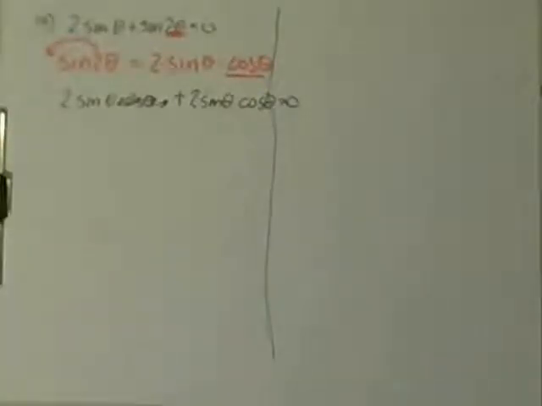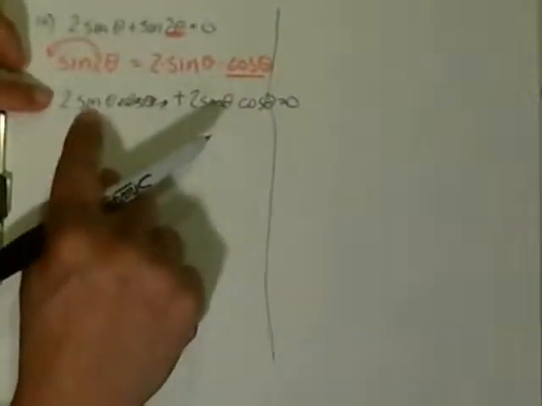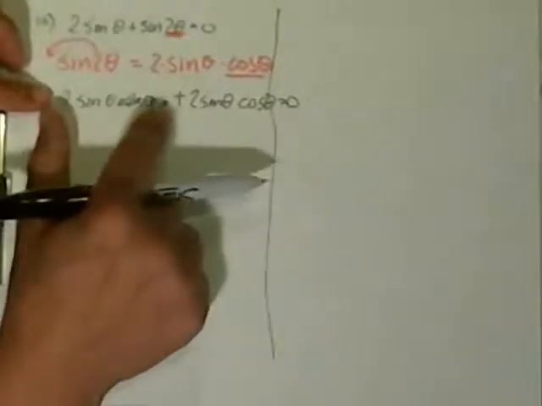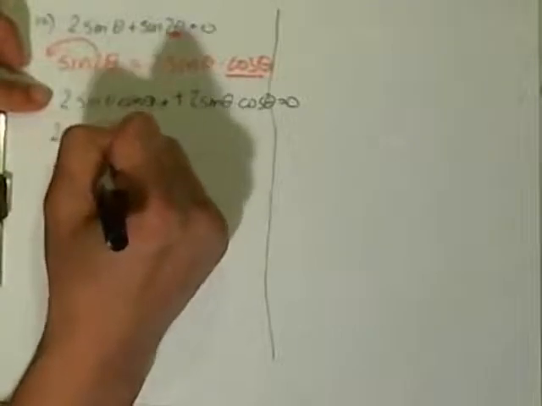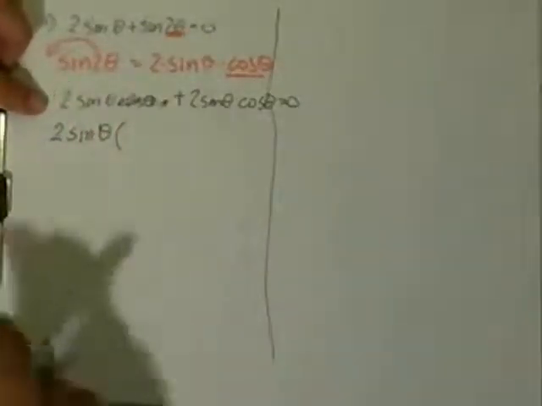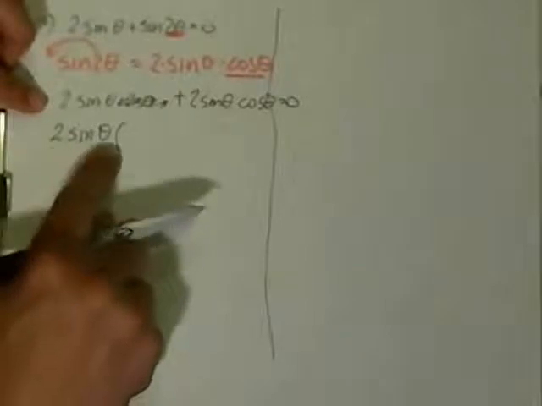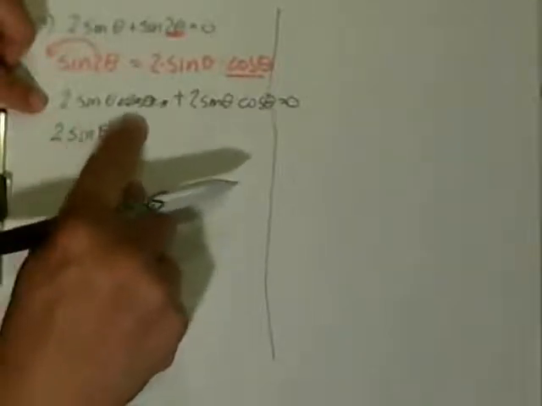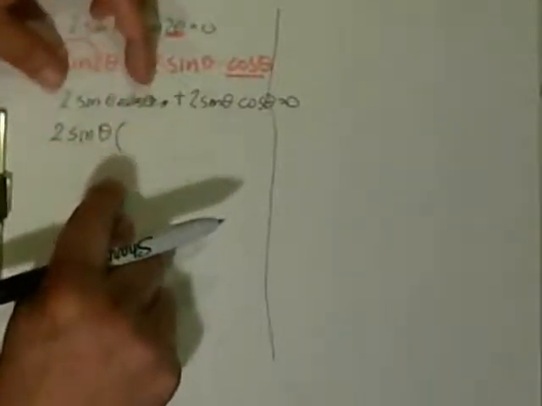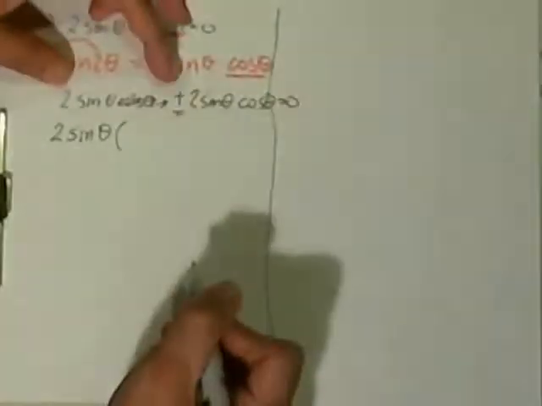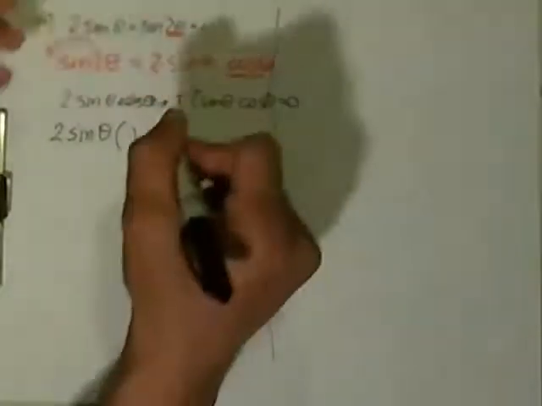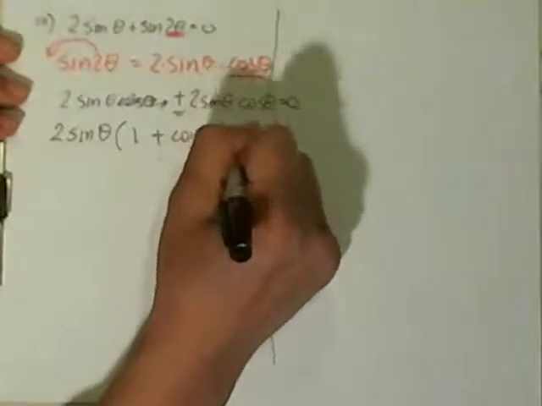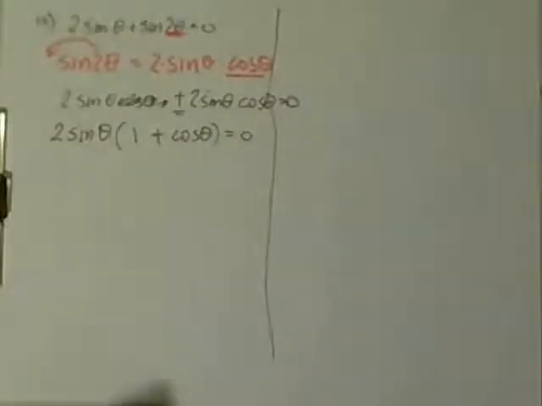So what do we do from here? I noticed that there's a sine of theta and a 2 in these two terms. Here's the first term. Here's the second term. I'm going to factor out 2 sine of theta. That's called factoring out, guys. When I say factor out something, put parentheses. Looking at the first term, I end up with 1. Drop the sign. I factor out 2 sine of theta from the second term, I end up with cosine of theta. 1 plus cosine theta, equals 0.